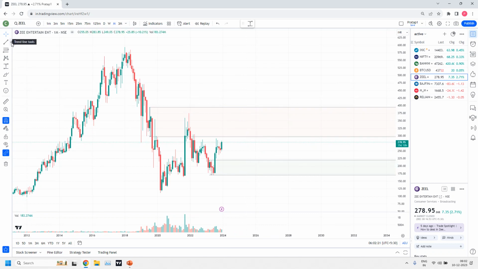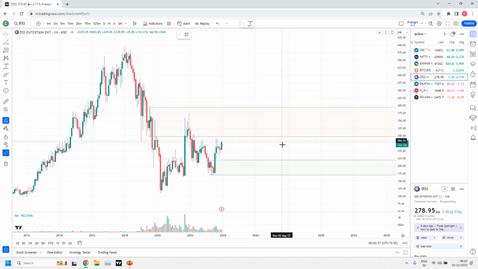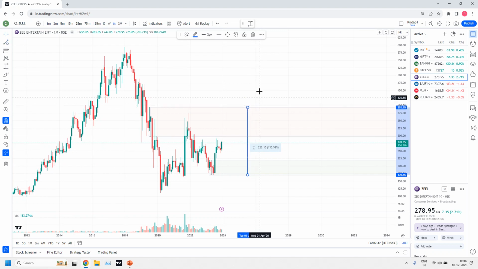So for that, I am using a trend line. The name of the trend line is info line. So from the distal line of this demand zone till the distal line of this supply zone, I have drawn a straight line.